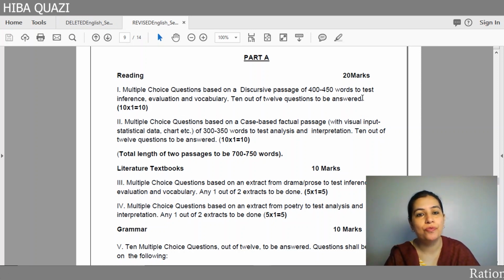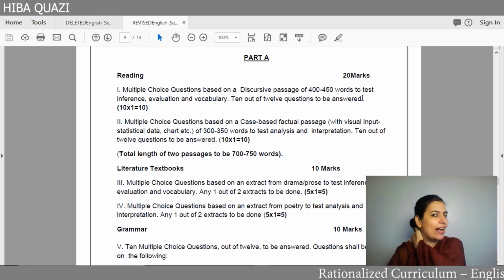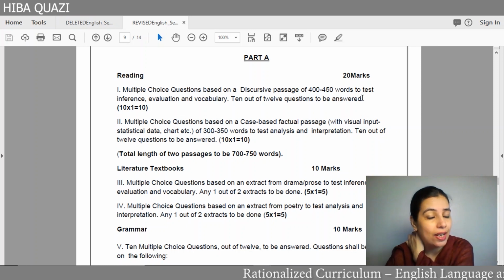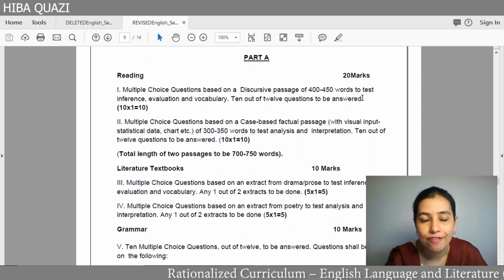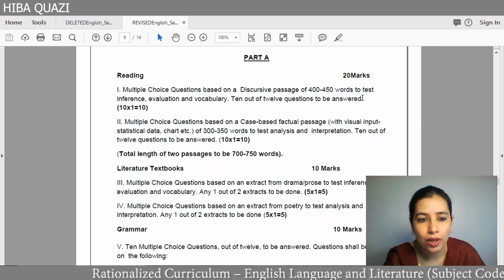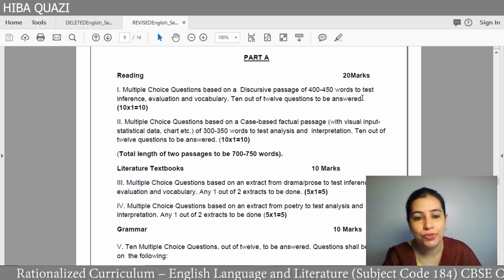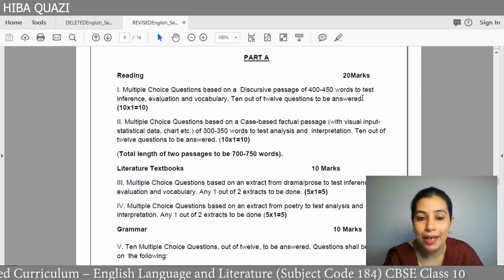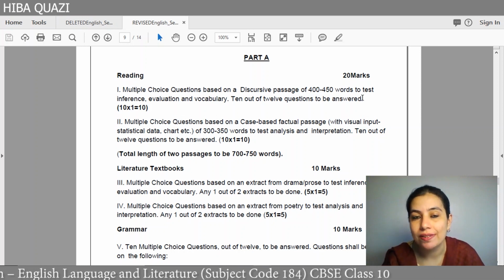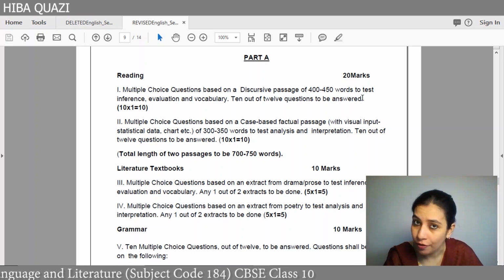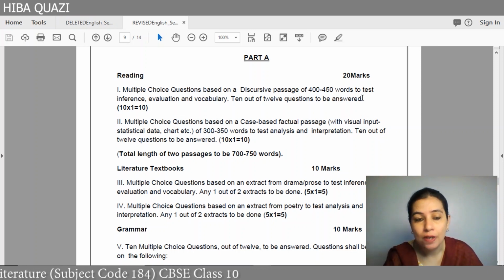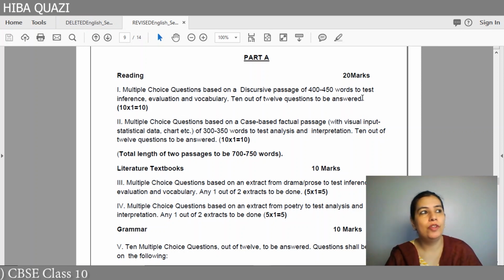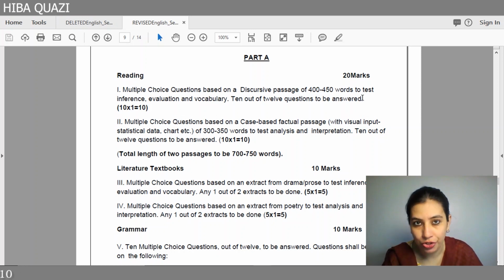Moving on in the reading section, we have one more passage which is going to be a factual passage. When I say it's a factual passage, it means it is based on facts. It can be scientific facts, literary facts, any kind of facts in the world. And you again have MCQs here, multiple choice questions based on a case-based factual passage. It is just like a case study based on facts with visual input or statistical data or a chart given, a kind of data analysis given to you already, and you need to read it and then solve the questions.